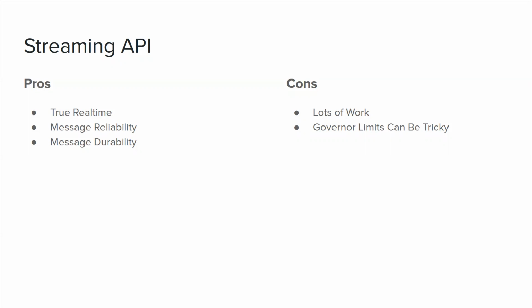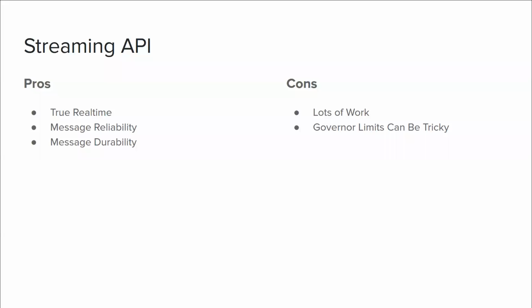Pros, this is about as real time as you're going to get from the off-platform option. You do have message reliability, message durability. What that means is because it sits in a streaming queue, you can replay back messages. If your consumer dies or needs to be restarted, you can record what the last message you consumed was. You can tell the streaming API, hey, replay back everything that happened since this message ID, and you'll get all those messages that came in.